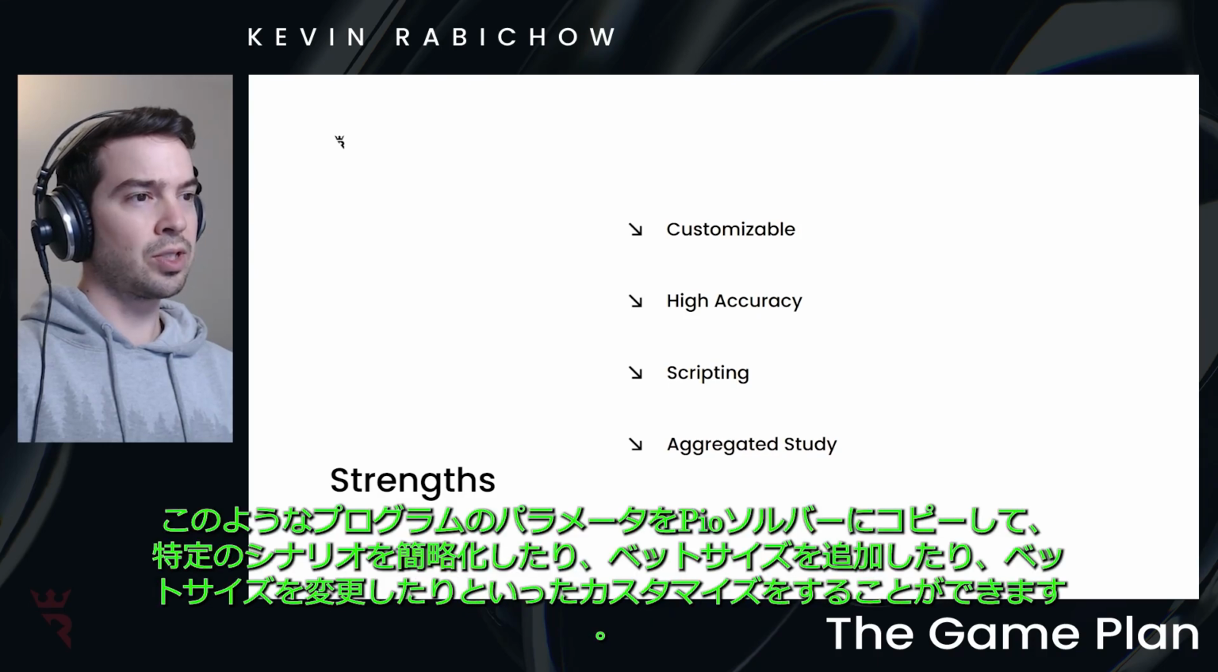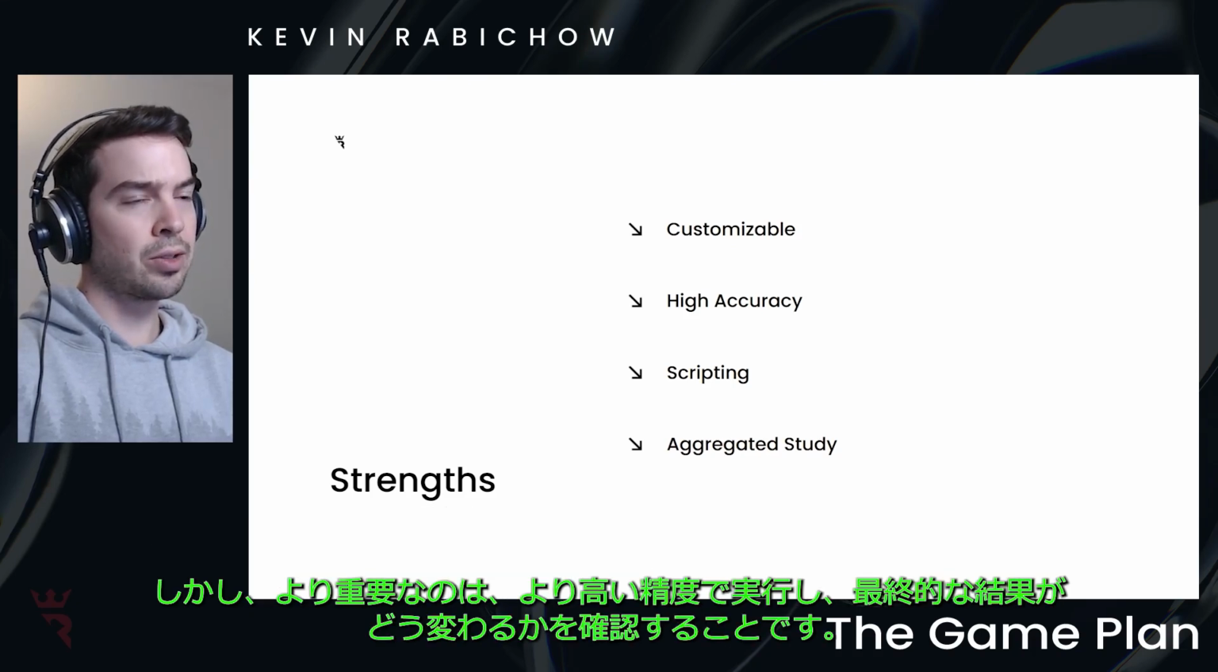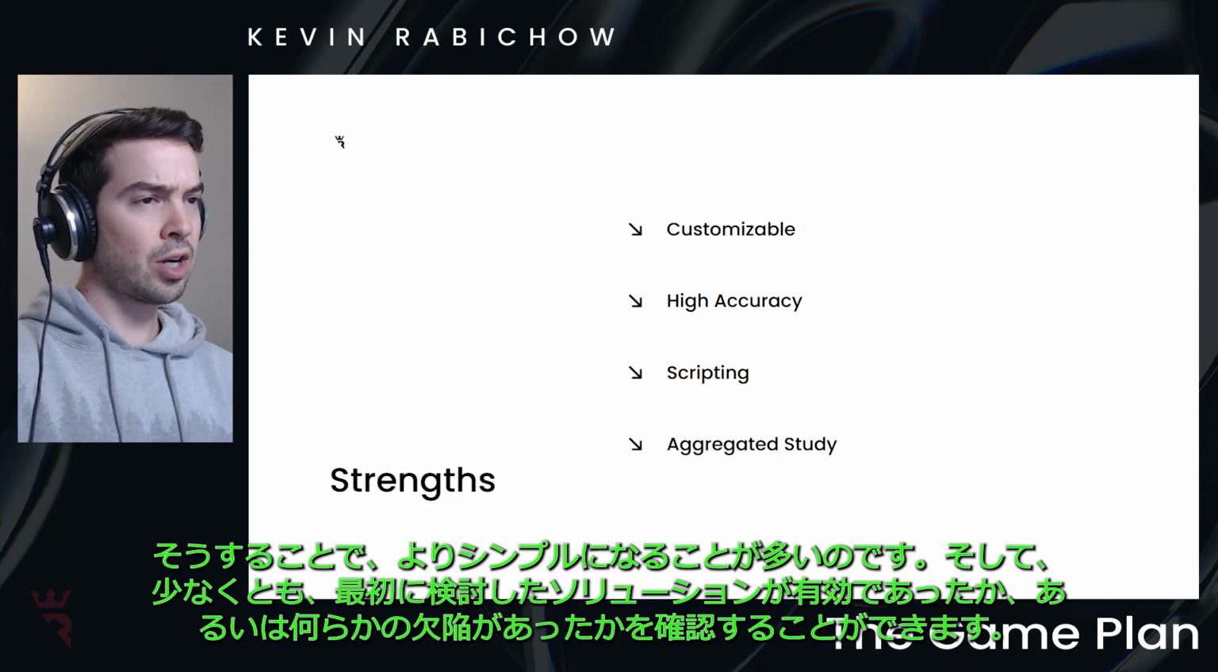So something you could do is copy the parameters from programs like that into PO Solver for specific scenarios that you're interested in simplifying, or just customizing in any way. You might be looking to add bet sizes, or to alter bet sizes in some way. But more importantly, you can run them to a higher degree of accuracy to see how that changes the end result. It often makes them simpler, and at the very least, it will help confirm whether the solution that you were looking at in the first place was valid, or whether it was flawed in some way.